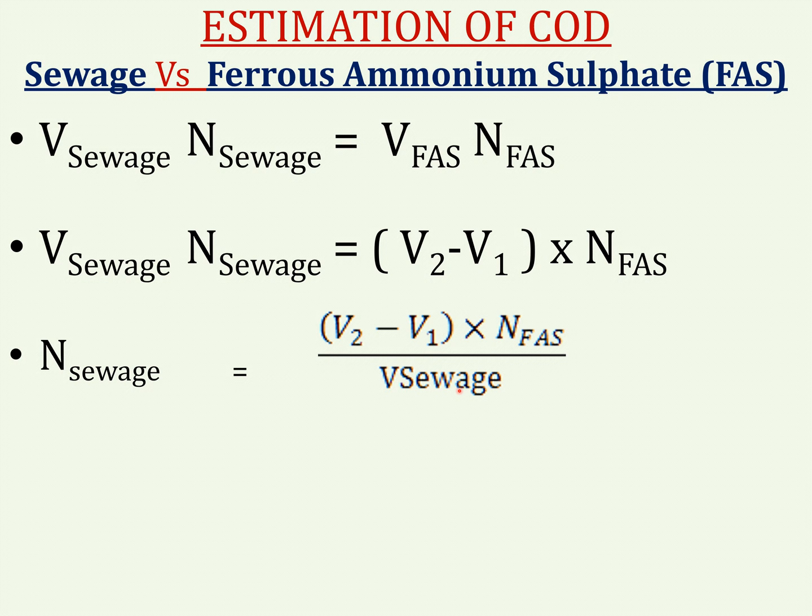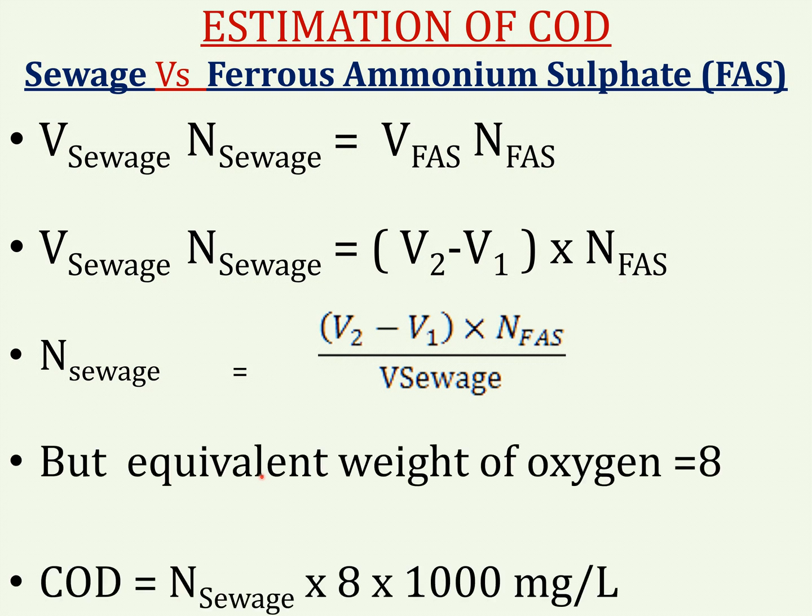Once we know N sewage, how do you find COD? Well, COD, oxygen, so we have to consider the equivalent mass of oxygen here. Oxygen demand we are calculating, right? COD is equal to N sewage into 8. 8 is the equivalent mass of oxygen. Into 1000. Why 1000? In order to convert that into ppm or milligrams per liter. COD will be N sewage into 8 into 1000 milligrams per liter or ppm.